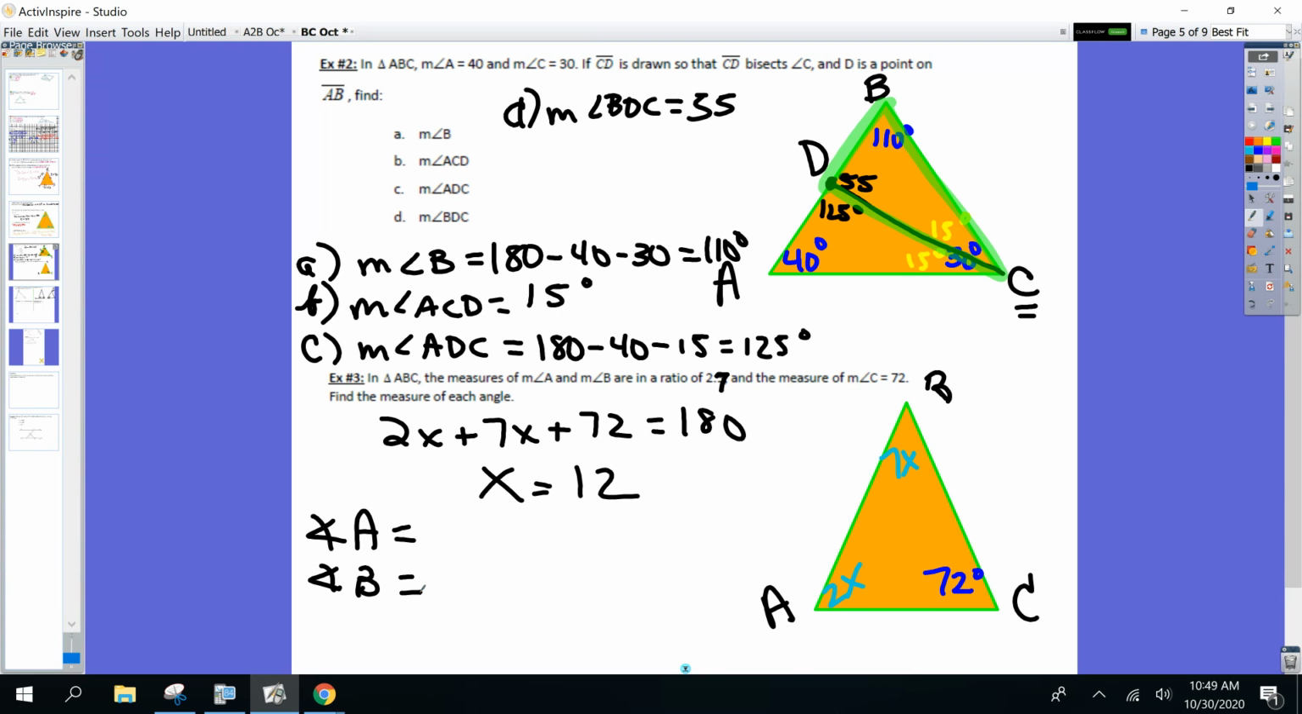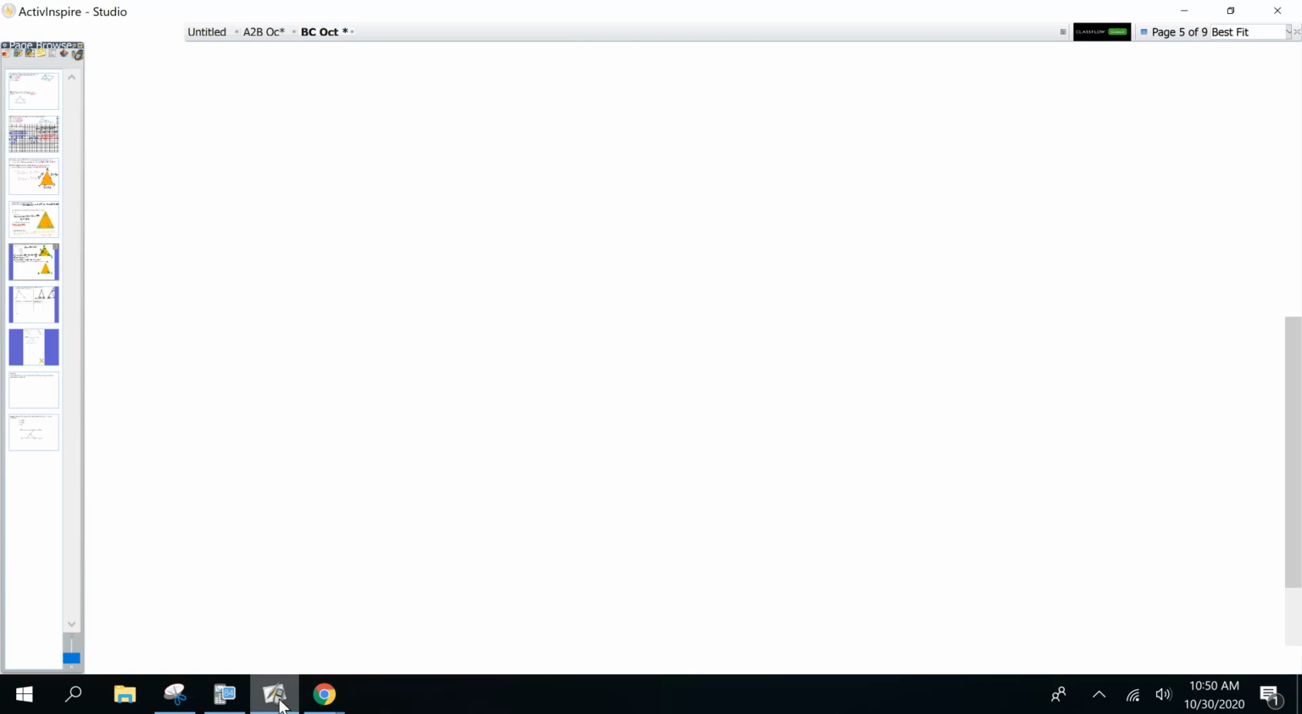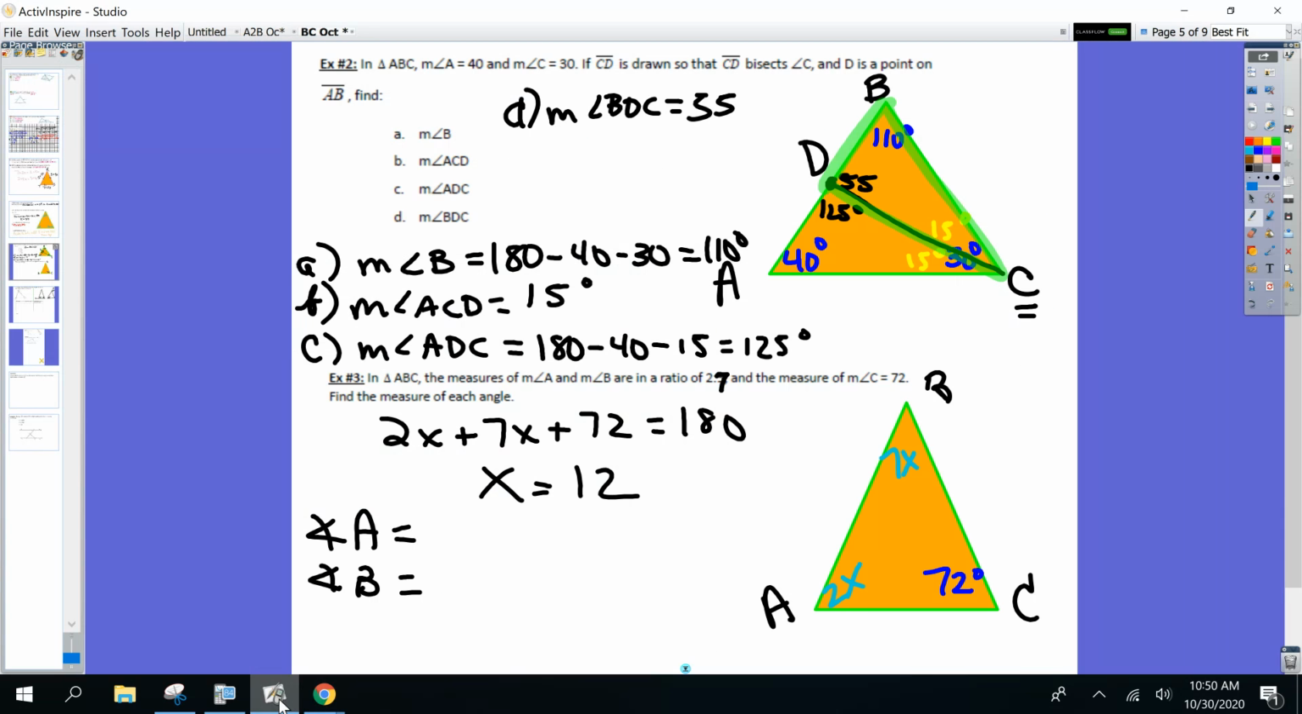And if you're waiting for me to call on somebody, you can quickly check your work because all 3 angles should add up to 180. So when you get it, let me know what you have for angles A and B. Next, Owen, here we go. For angle A, I got 24, and angle B, I got 84. There we go. 24 degrees, 84 degrees. Good job.